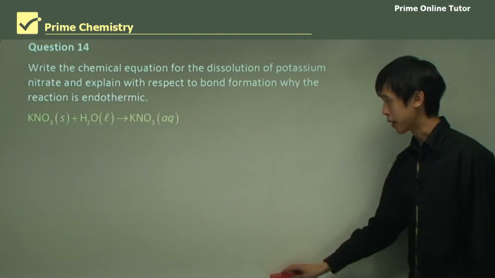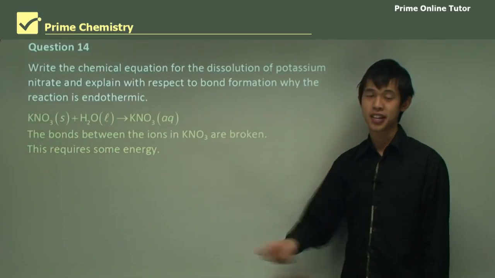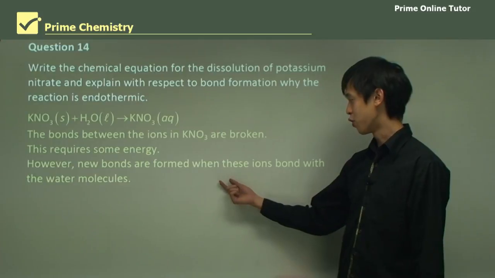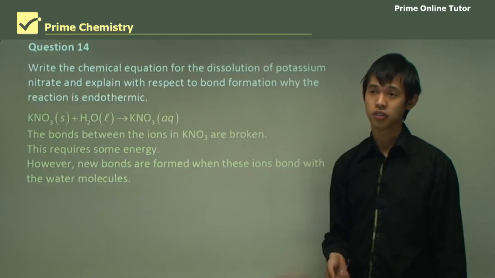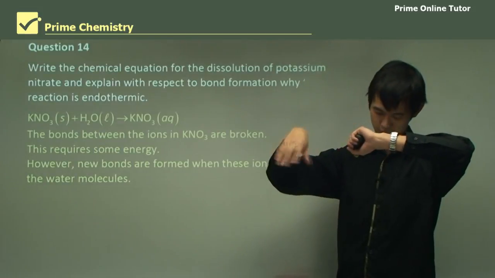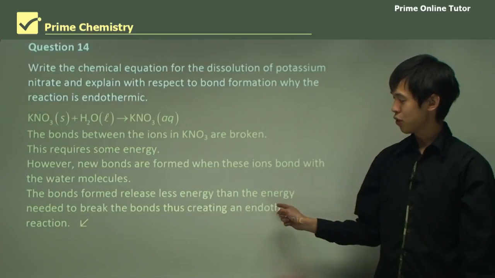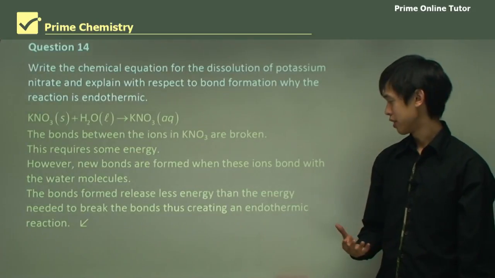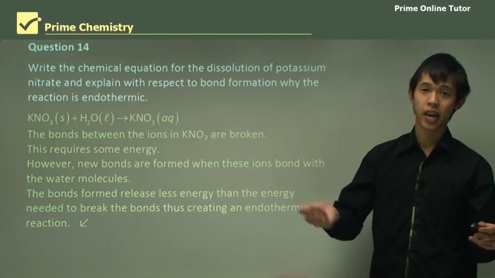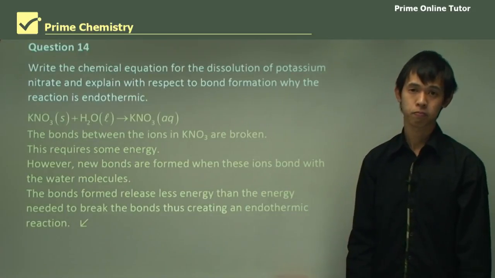But why is it endothermic? Well, the bonds between the ions in KNO3 are broken, and this requires energy. New bonds are formed when these ions bond with the water molecules. So when they've been freed, they now get surrounded by water molecules, which will then form new bonds, which will release energy. But the bonds formed release less energy than the energy needed to break the bonds. And so in total, you needed more energy to break the bonds than you got out. So it must be an endothermic reaction.